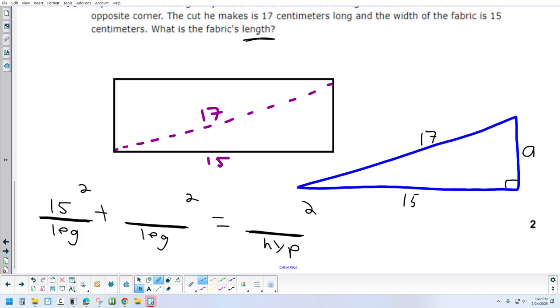So I agree, 15 is one of the legs. Is the other leg 17? No. What's the other leg? A. So we're going to put A there. And then what's the hypotenuse? Yeah, 17. Good. So you might not always end up with all the numbers on one side. You might have some numbers on the left, some numbers on the right. Okay.